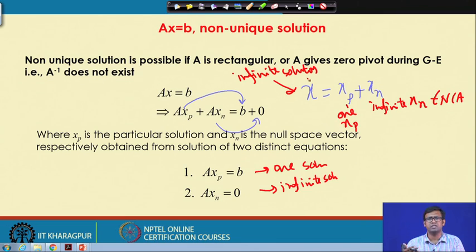In differential equations we often use this technique: we find the solution to the homogeneous equation and the solution to the particular equation, and we say that the final solution contains both the homogeneous part, which is the null space part here, and the particular integral part, which is the particular solution here. We will follow these steps in the next few slides.